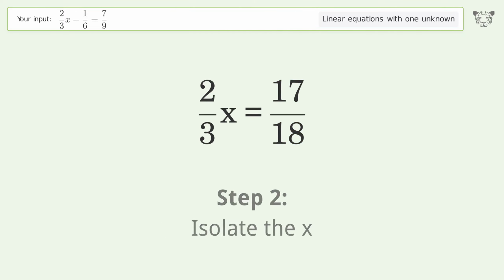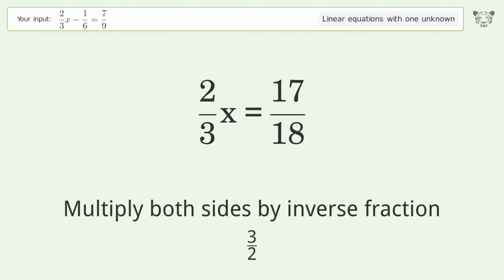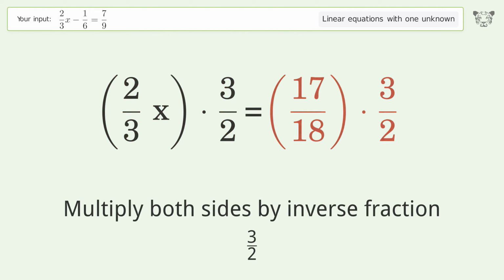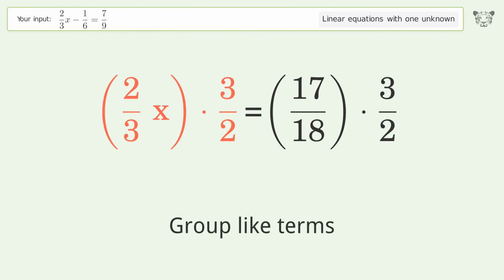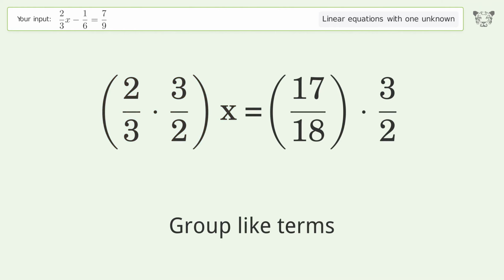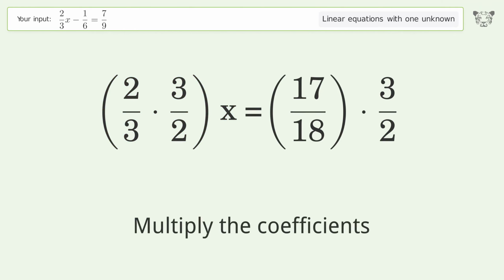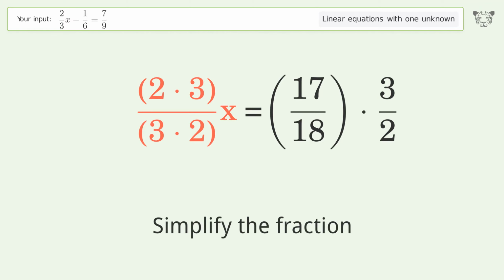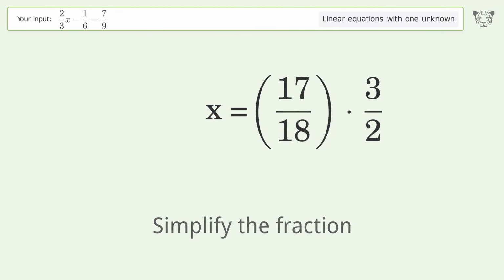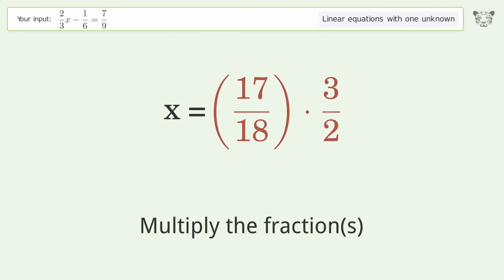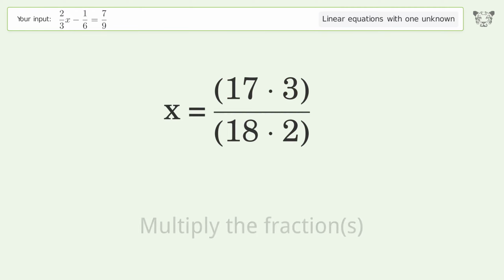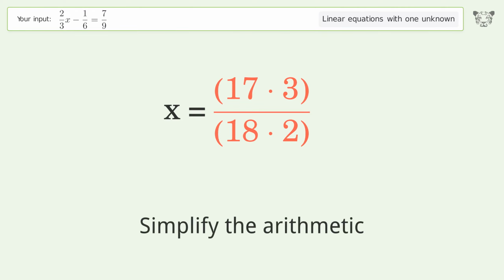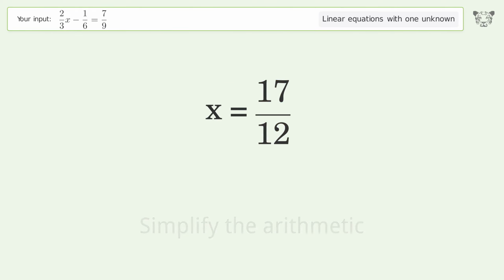Isolate the x. Multiply both sides by inverse fraction 3/2. Group like terms. Multiply the coefficients. Simplify the fraction. Multiply the fractions. Simplify the arithmetic. And so the final result is x equals 17/12.